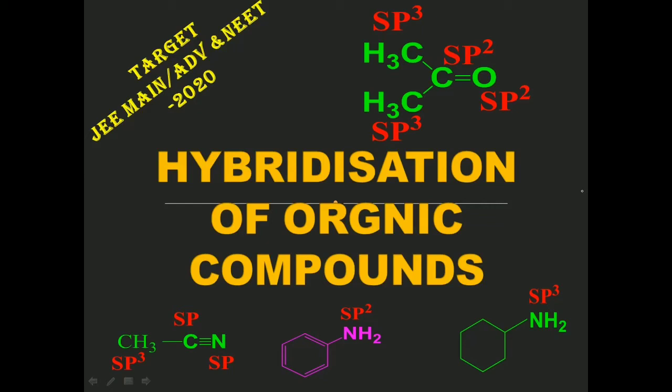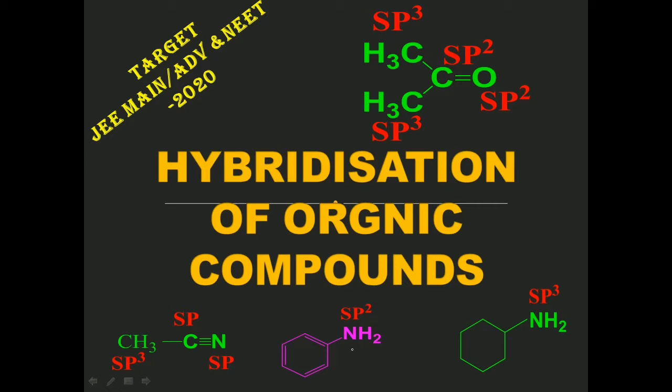In this video, let us discuss hybridization of some organic compounds. Here you can see the hybridization of some atoms. This one, NH2: generally this nitrogen has 3 sigma bonds and 1 lone pair, so it is sp3 hybridization.